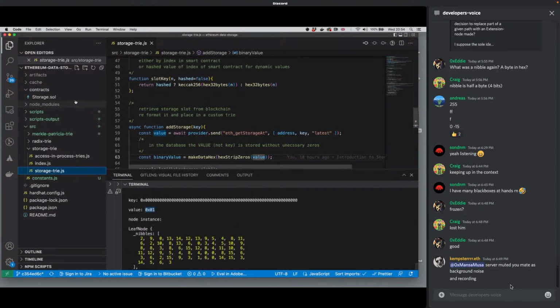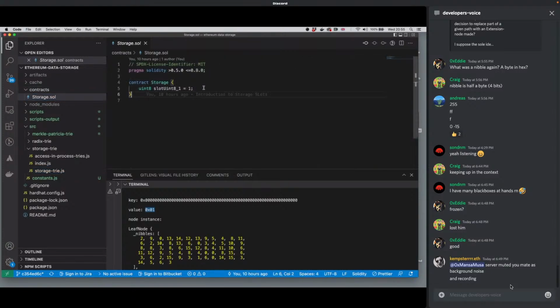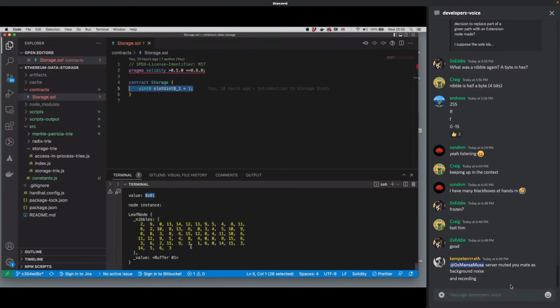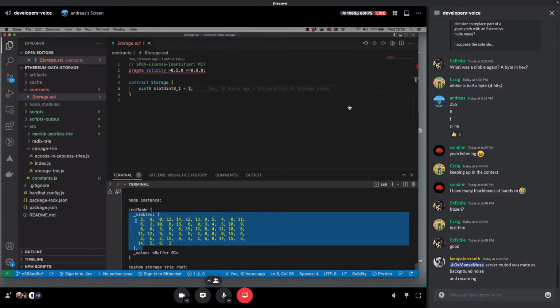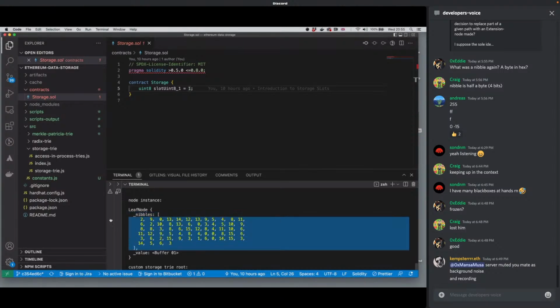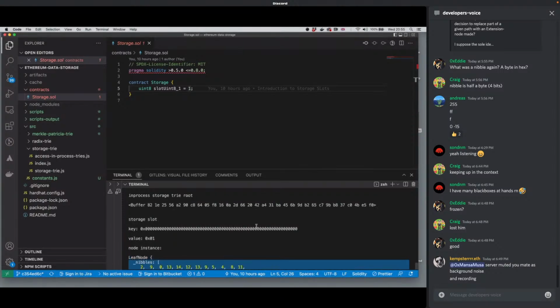So right now in our contract, we just have this one value. That's it, and it's represented in our storage root. You can see the value is 1. Because it's only one leaf node, all the nibbles are shortcutted. This is the hashed version of this key.